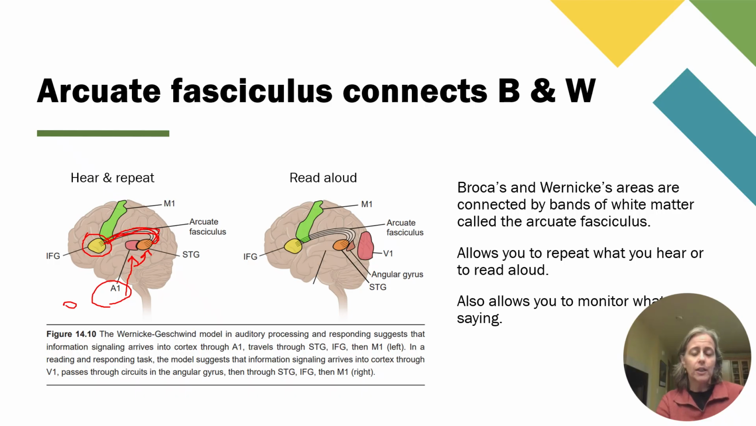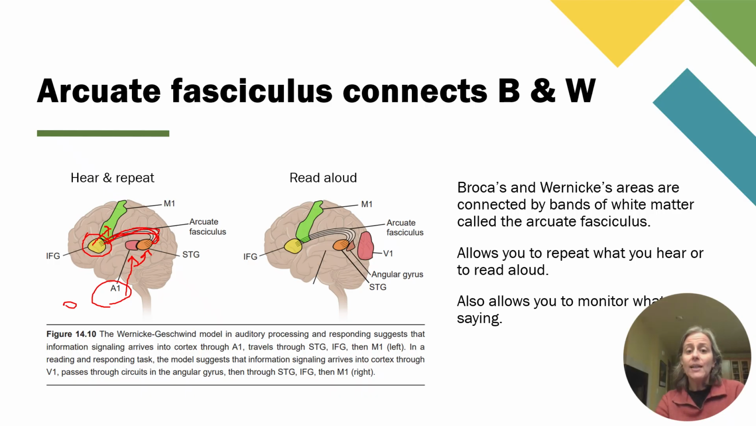You're going to hear it, you're going to understand it, you're going to send signals to Broca's area, which are then going to send the appropriate signals to your primary motor cortex so that you can repeat the word out loud. So what's interesting is that for repeating a word out loud, you don't necessarily need a lot of other brain functions to do it. You can just use this.